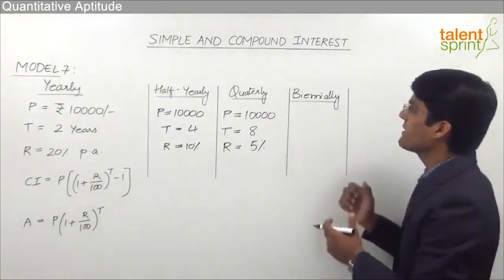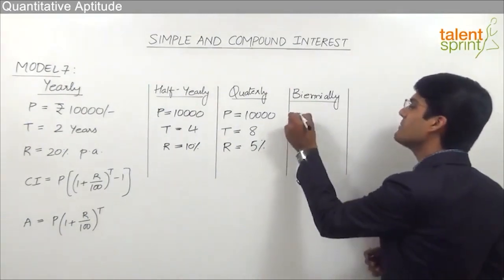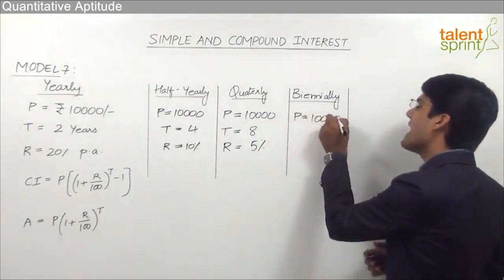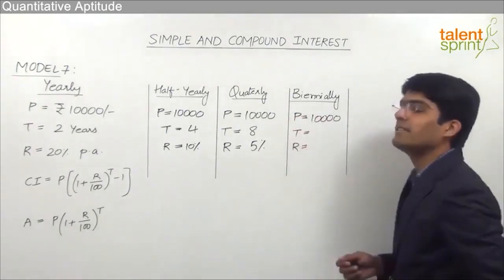And let us now look at what happens in case of a biennial calculation. As discussed in the previous two cases, principal would remain the same, 10,000 as it is. But the time period and rate of interest would be changing in this case.